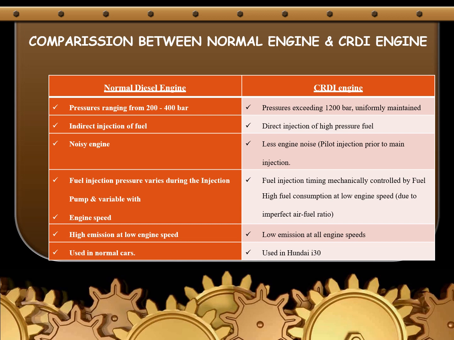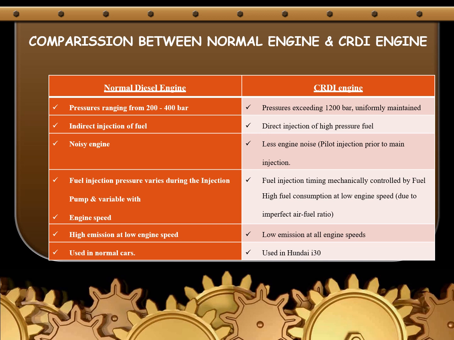This is a comparison between the normal engine and the CRDI engine. The pressure required is 200 to 400 bar, but in CRDI the pressure rises up to 1200 bar and is uniformly maintained. In the normal diesel engine, it is not uniform. In the normal engine it is indirect injection of fuel, while this is direct injection of high pressure fuel. When the fuel pressure increases, the atomization is better compared to the normal engine, and the fuel mixes with the air. In a normal engine, the fuel burns incompletely, whereas complete combustion takes place in the CRDI engine.